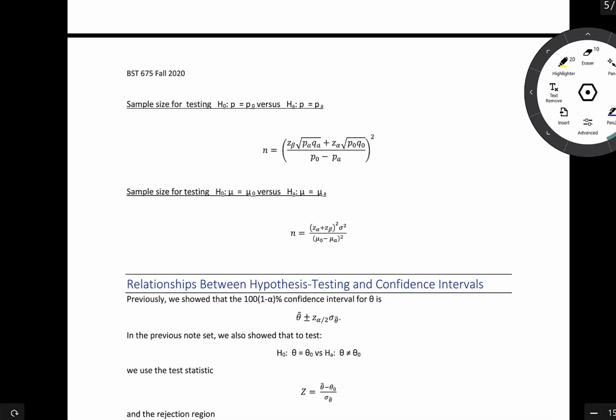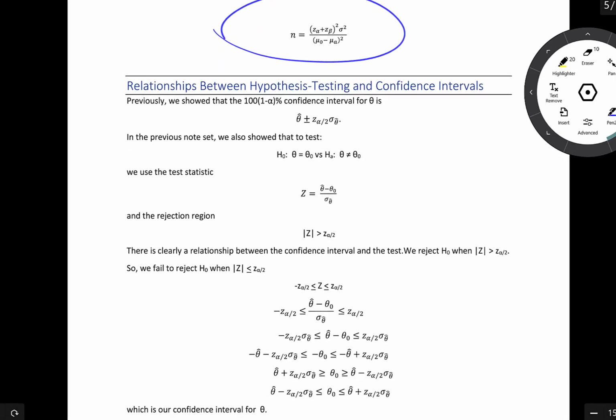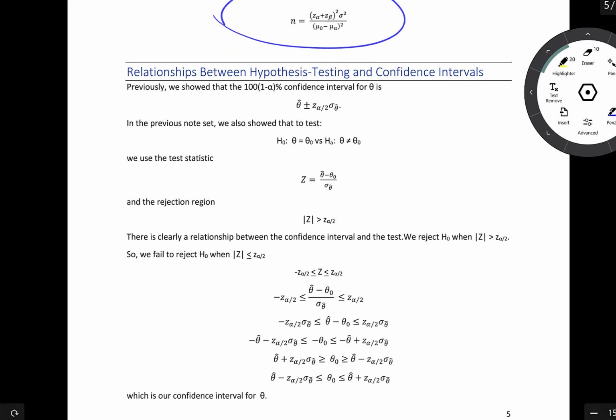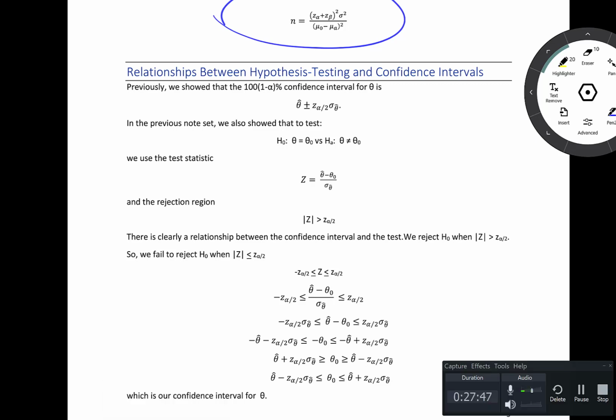Alright, so summarized here is the sample size for testing both a population proportion and a population mean. You could get the population mean formula very similar to what we did before. As we've alluded to previously, there is a relationship between hypothesis testing and confidence intervals, and we have that relationship here. Previously we showed that the formula for the confidence interval is as follows.